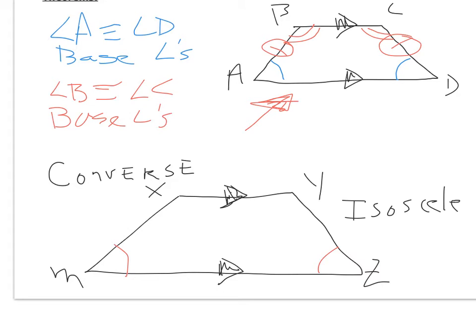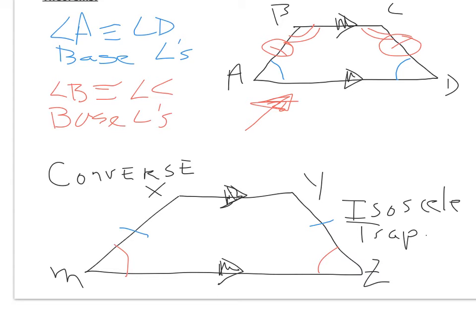So let's think about this. If this is an isosceles trapezoid, okay, then what sides would be congruent? Think about it for a minute. That's right. MX and YZ, those would be my legs, so they would be congruent. Again, remember, your bases, your two parallel sides will never be congruent to each other in a trapezoid. They're only going to be parallel, and your legs, your other pair, would be the ones that are congruent.